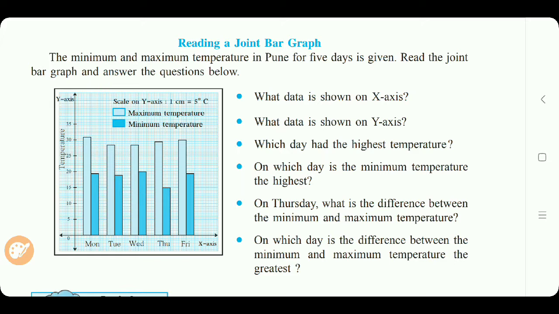So first question, which data is given on the x-axis? Days are given. Okay, 5 days are given on the x-axis. Now second question, what data is shown on the y-axis? On the y-axis, minimum and maximum temperature is shown. Correct. Now next, on which day is the minimum temperature the highest? Now see, minimum temperature means which bar? Blue one, dark blue.